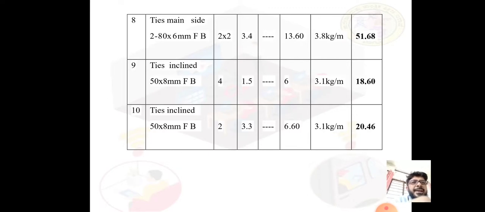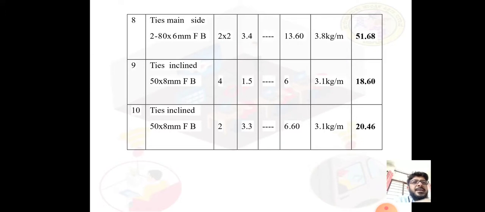Then again number 9, ties inclined, and its cross section is 50 into 8. It's just like strips, and total numbers are 4, means 2 in either side. One side 2, so 2 sides means total number 4, and its length is mentioned as 1.5. So 1.5 into 4 is total length of 6 meter, and weight per meter is 3.1 kg per meter. So 3.1 into 6 is 18.6.